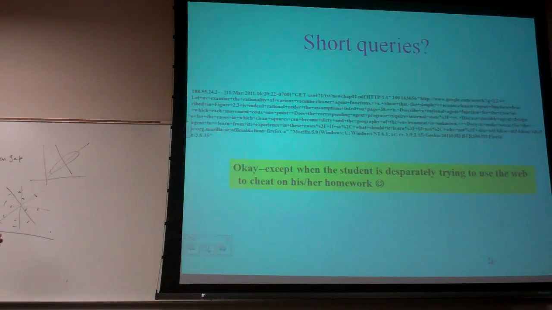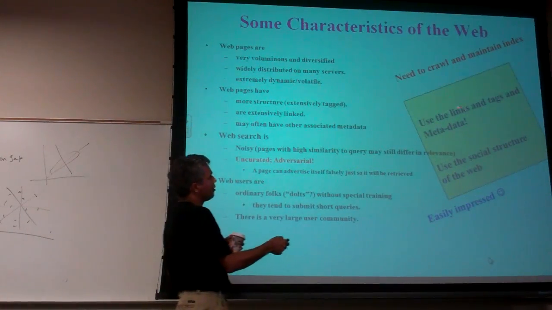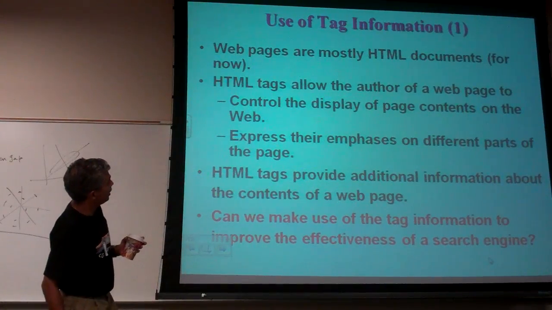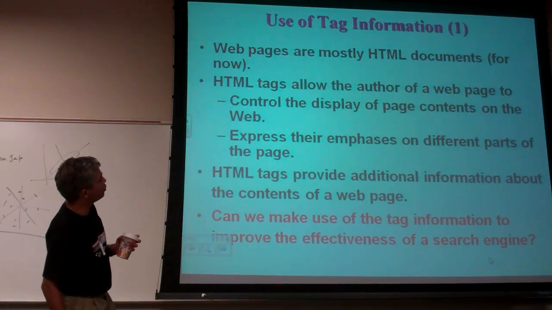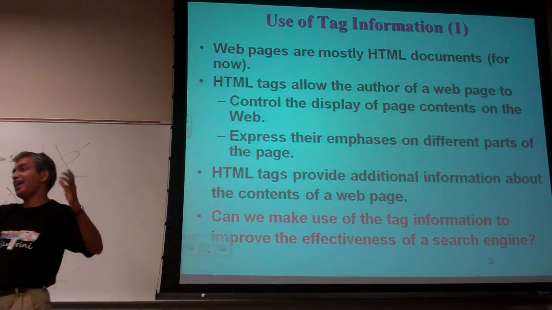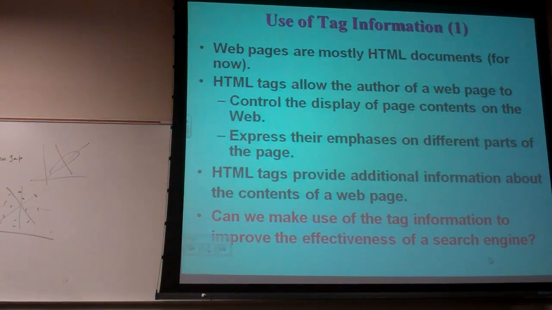Okay. So the first thing I want to do in terms of using links and tags and metadata is that you can use tag information and you can use anchor tag information, for example. The two different kinds of tag information that you have on web pages.